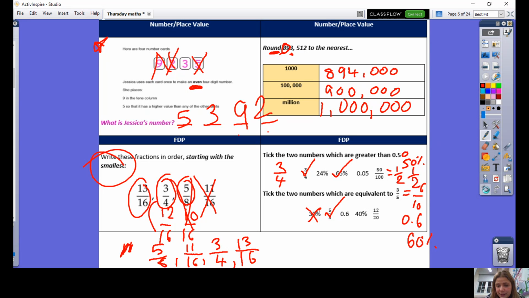Sorry, I have just realised I've misunderstood this question. I meant to be ticking the ones which are equivalent. If you made the same mistake as me, you need to read the question carefully. I clearly didn't. I want to tick the ones which are equivalent to 3/5. So 30% is not, because that's not 60%. 5/3 is greater than 100%. 0.6, yes, that is equivalent. 40%, no. 12/20, I'll have to convert that into fifths. Dividing by 4, that would give me 3/5. Yes, that one is 3/5. Sorry, I didn't read that question carefully enough, but your correct answers were 0.6 and 12/20.